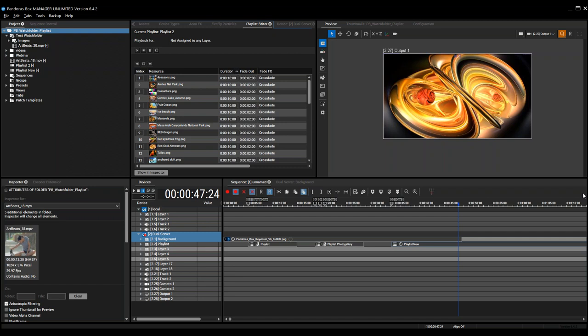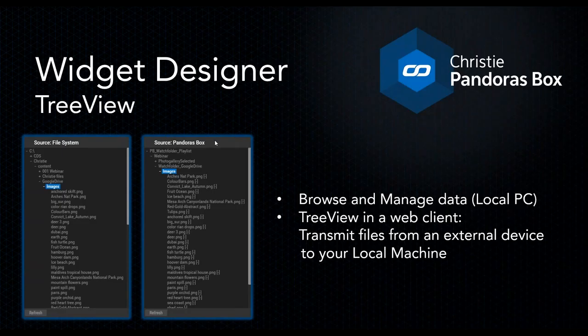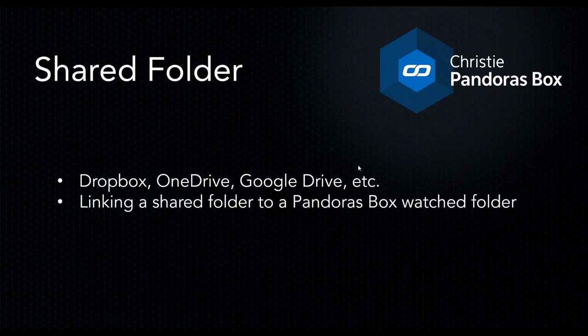Another nice option is to use shared folders. So there are several users, and they take some photos at an exhibition or on a project, at a theater, and the photos should be uploaded to a shared folder, and then transferred automatically to Pandora's Box. So the shared folder can be, for example, Dropbox, OneDrive, Google Drive, whatever. I will show you how to link a shared folder to a Pandora's Box watch folder.